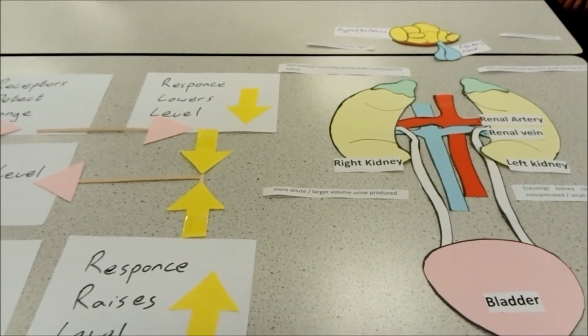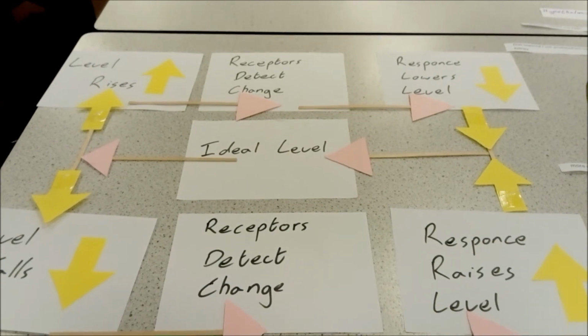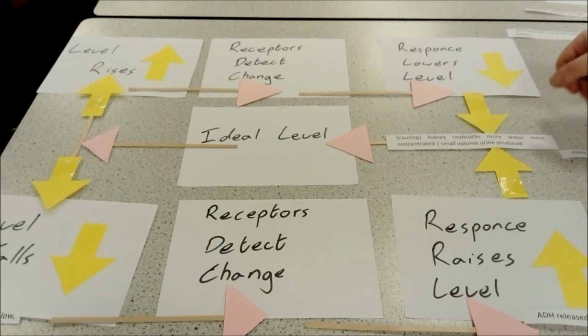So, in terms of how this fits into our negative feedback diagram then. If the level of water falls too low, that will be detected by the pituitary gland. Therefore, the response would be that the ADH released from the pituitary gland would increase, which would cause the kidneys to reabsorb more water and would get back to that ideal level.